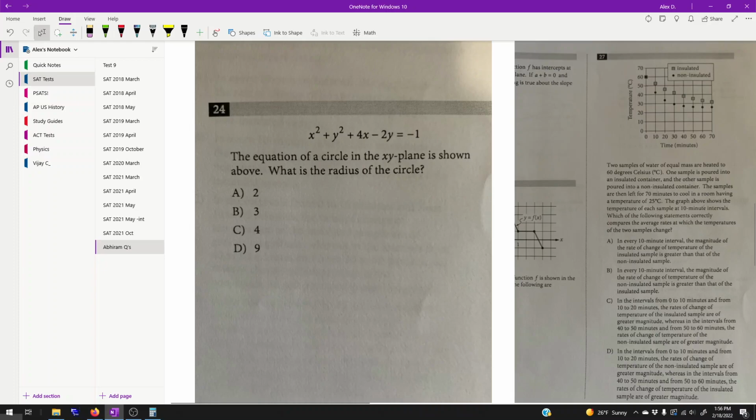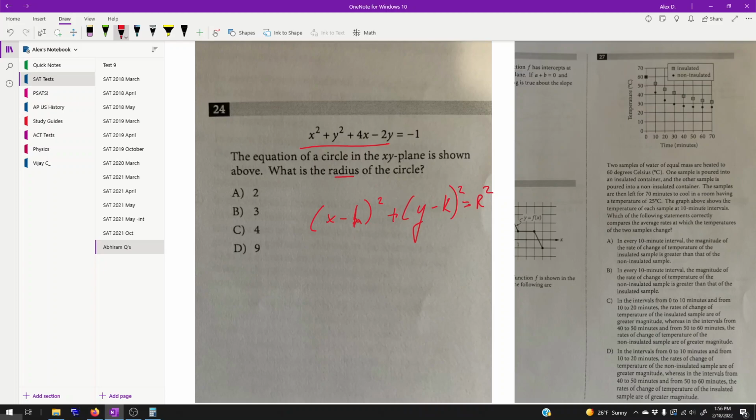All right, moving on. Radius of the circle, just memorize the equation of the circle, x minus h squared plus y minus k squared equals r squared. There's no shortcut here. You just have to memorize that. h and k is the center, r is the radius, so we have to convert this equation into the standard form of a circle. We have to do something called completing the square.